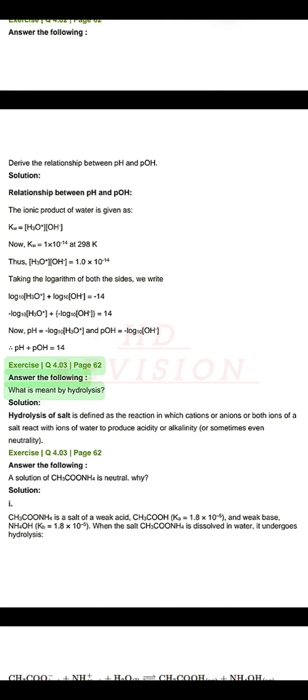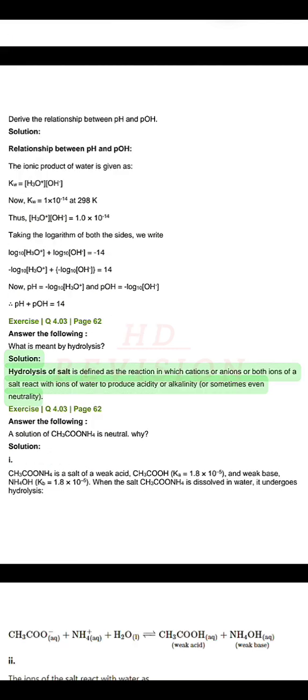Exercise Q 4.03, page 62. Answer the following. What is meant by hydrolysis? Solution. Hydrolysis of a salt is defined as the reaction in which cations or anions or both ions of a salt react with ions of water to produce acidity or alkalinity or sometimes even neutrality.